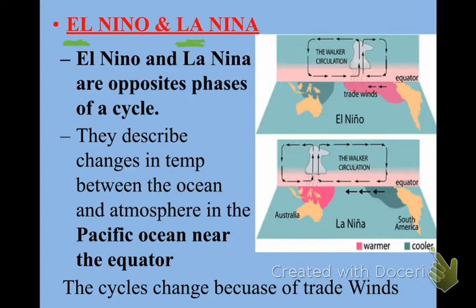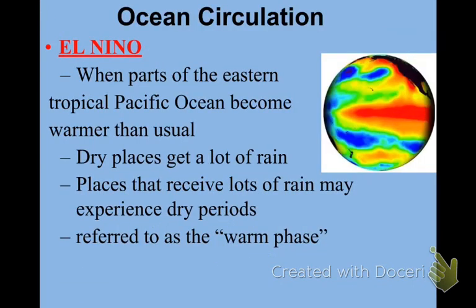So El Niño and La Niña are opposite phases of an ocean current. One will be very warm, one will be much cooler, and this is all occurring in the Pacific Ocean near the equator, and so that is the big deal to know on this particular slide. So let's look at El Niño and La Niña. El Niño is going to be when parts of the ocean current become warmer than usual. And so that's what you really need to focus on: El Niño equals warm. It's called the warm phase.